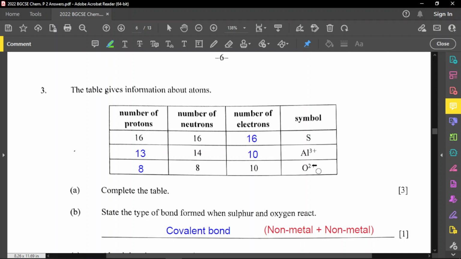Now for O2 minus, actually the paper had O2 plus, but I just changed that to O2 minus to bring across a point as well, because the negative sign means that you actually gain electrons, right?